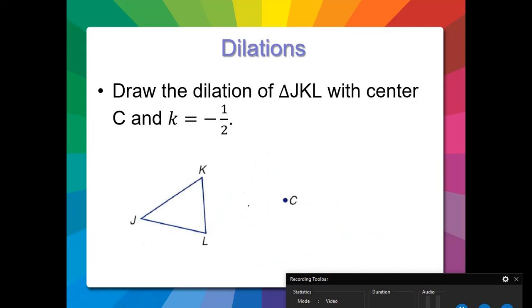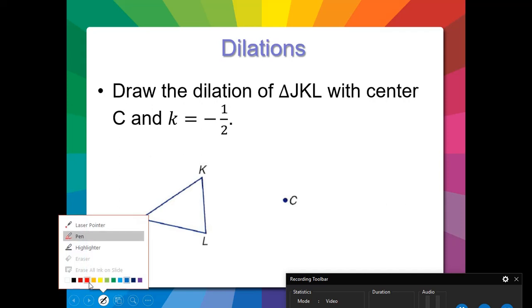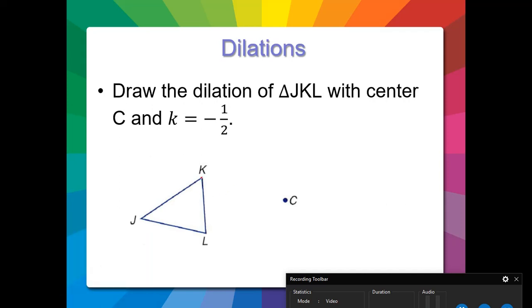For the second example, we're going to do the same type of thing. We're going to dilate it, this time by a scale factor of -1/2. So 1/2 means I'm going to shrink it down to half the size, but the negative will place the image on the right side of C. So we want to go in the opposite direction. All right, so let's draw. We're going to draw a line from K through C and continue on. I'm going to approximate. This would be about half the distance, but I want to go half that distance on the other side. So approximately here, this will be K prime.